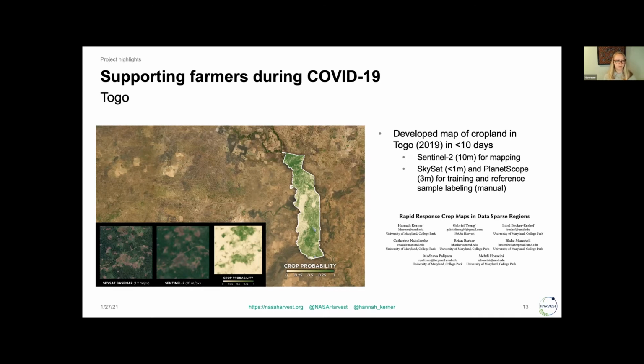And so what we did was we used SkySat data at around 1 meter per pixel resolution to rapidly do some labeling of training data as well as reference data for assessing the accuracy of our map. And we use Sentinel-2 data for actually doing the mapping, or as the input to our classifiers. And so we generated this map that you can see here and is also publicly available on Google Earth Engine and other websites online.